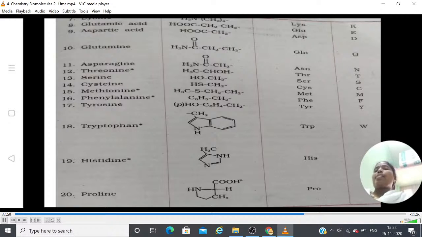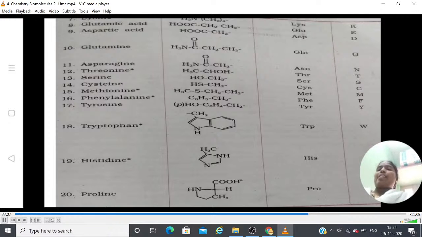Next amino acid, cysteine. In this amino acid, the alkyl group is SHCH2. The 3 letter symbol is CYS, and the short code letter is S. These short code letters represent proteins in short form.